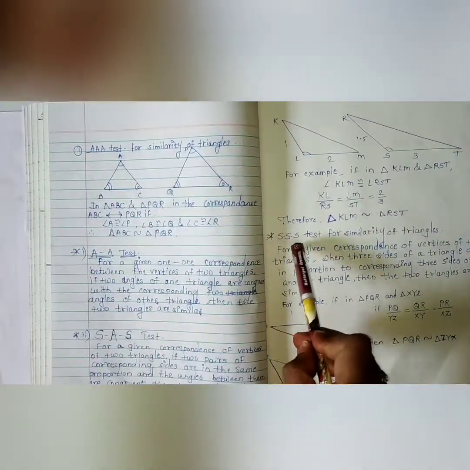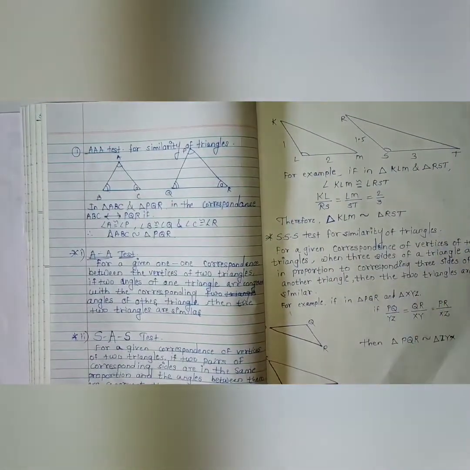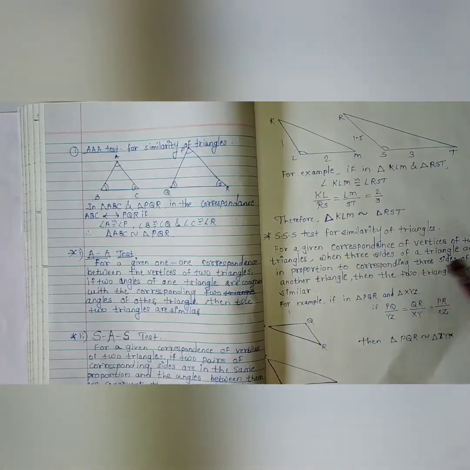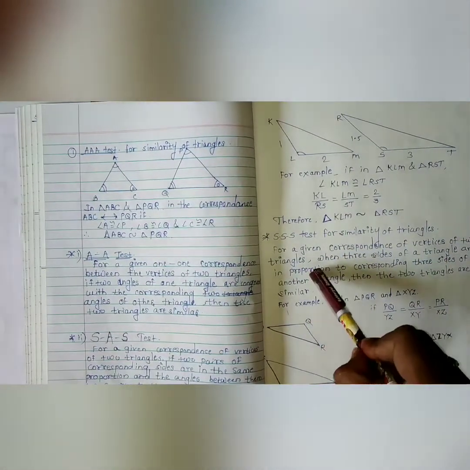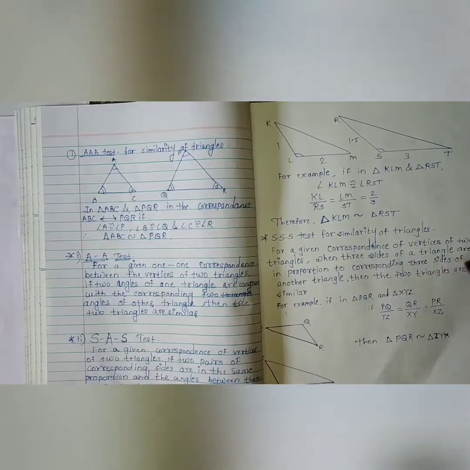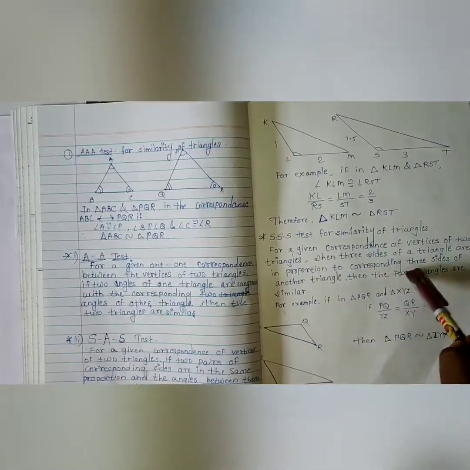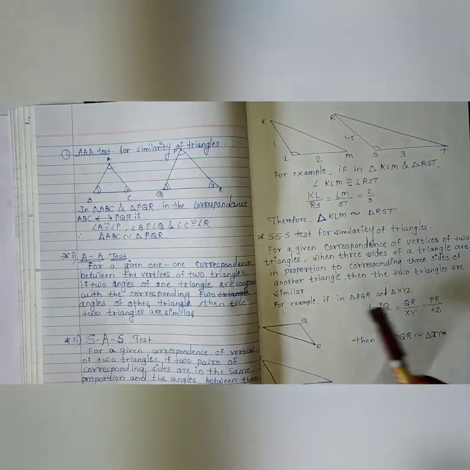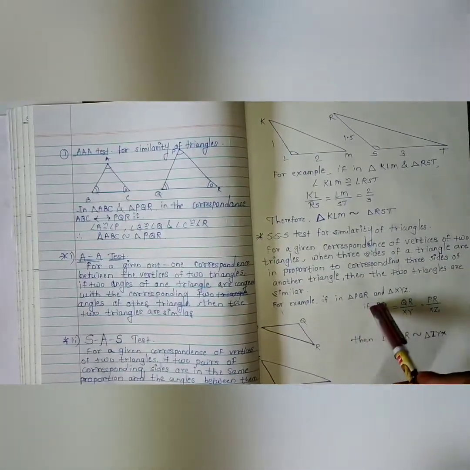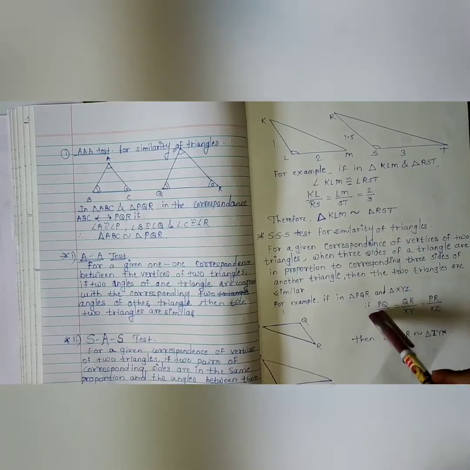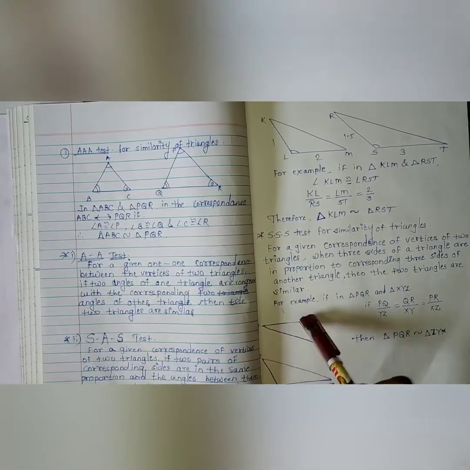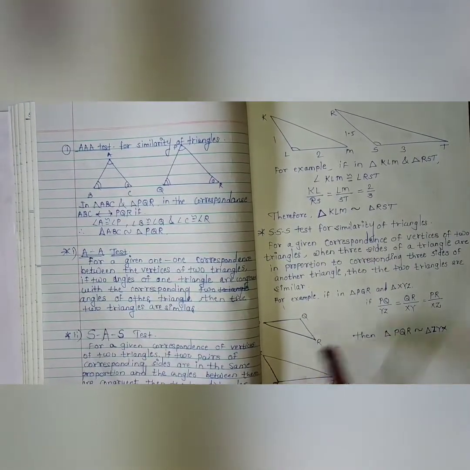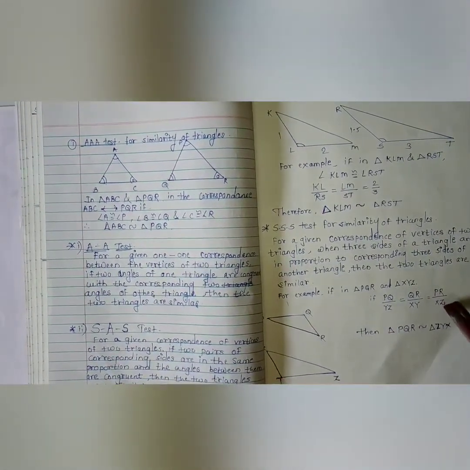Next test, SSS test for similarity of triangles. SSS test means side test. For a given correspondence of vertices of two triangles, when three sides of a triangle are in proportion to the corresponding three sides of another triangle, then the two triangles are similar. For example, in triangle PQR and triangle XYZ, PQ upon XY is equal to QR upon YZ. Next, PR upon XZ.